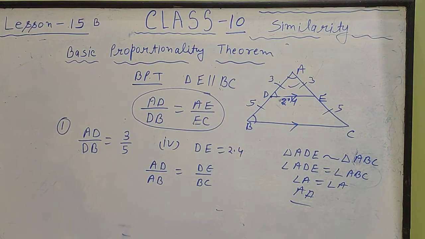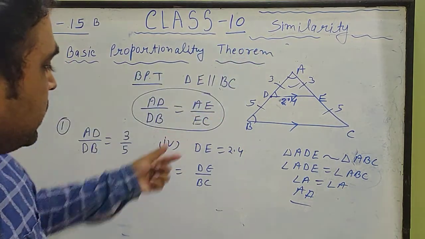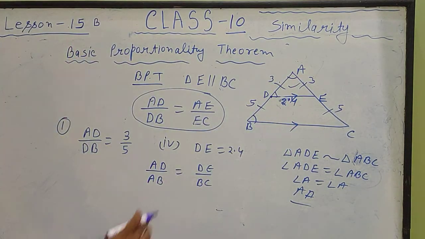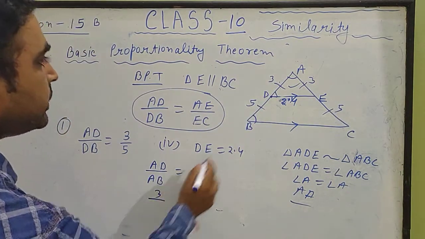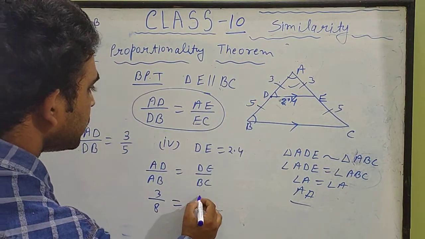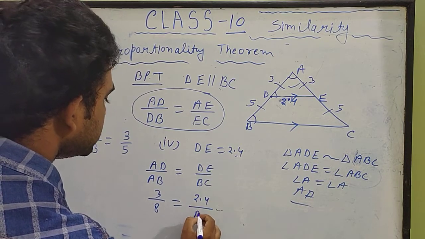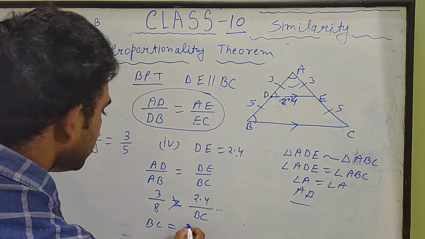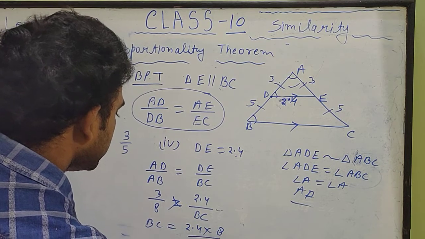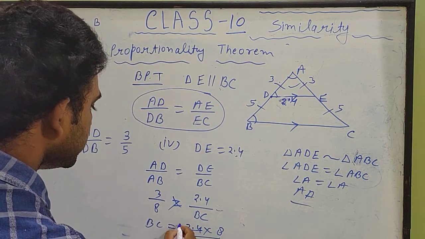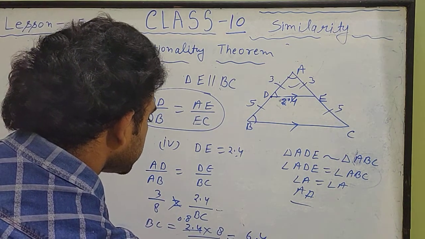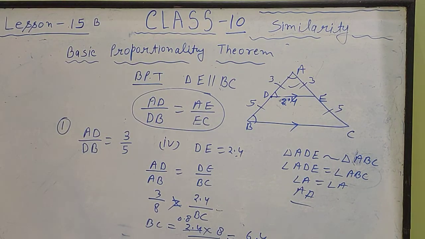So we use the similarity property. AD upon AB is equal to DE upon BC. Now we put the values. AD is 3 and AB is 3 plus 5, which is 8, equal to DE, which is given as 2.4, and BC we have to find. Now cross multiply. So BC is equal to 2.4 into 8 upon 3. 3 eights are 24, 8 eights are 64, so 6.4. BC is equal to 6.4. Like this you can also solve the fifth part.